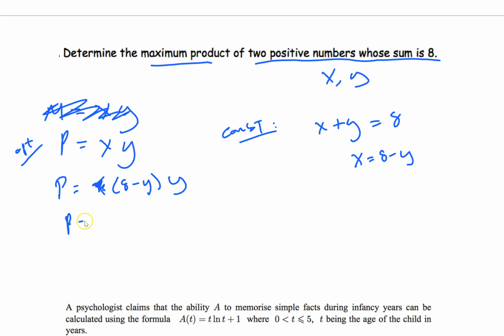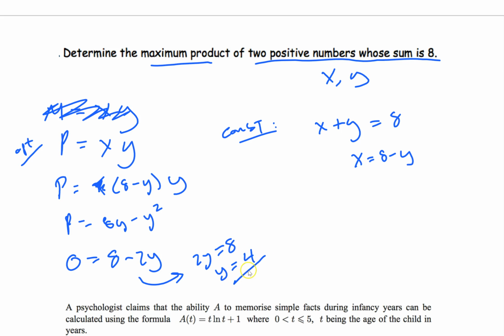8 minus y times y. Right? Simplify it. 8y minus y squared. Right? And then again, I'm trying to optimize it. If you want to find the maximum of anything, take the derivative and set it equal to 0. So let's take the derivative, set equal to 0. 8 minus 2y. I can solve that very easily. And y equals 4. Again, you're supposed to show that that's the max.